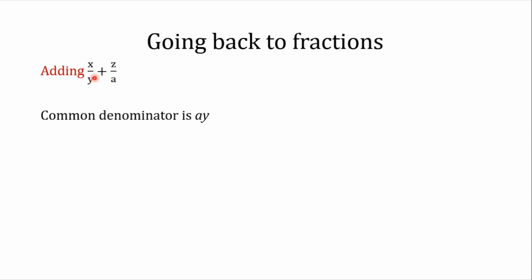So x over y plus z over a. What's the common denominator there? The common denominator is ay, so multiplying a and multiplying y. How do we get the a here and the y here? What we can do is multiply by 1. So this is x over y times a over a. Now a over a is simply 1. That's what we're doing here.